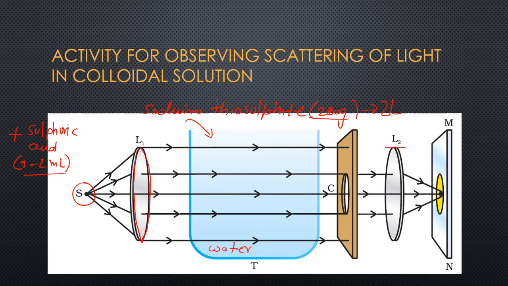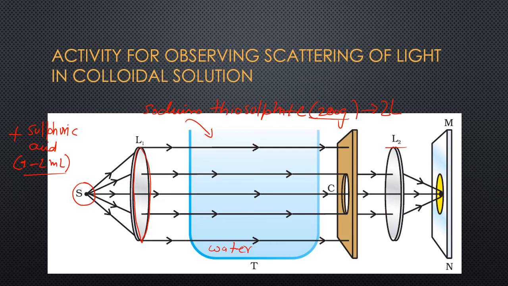Okay, and the color of the transmitted light from this side is also changing. This color initially was orange red, and then it slowly changes to red. The light changes into red from orange red because the blue part of it has been scattered, so only the remaining part of the light reaches the screen MN. Okay, so this is the scattering of light in a colloidal solution.